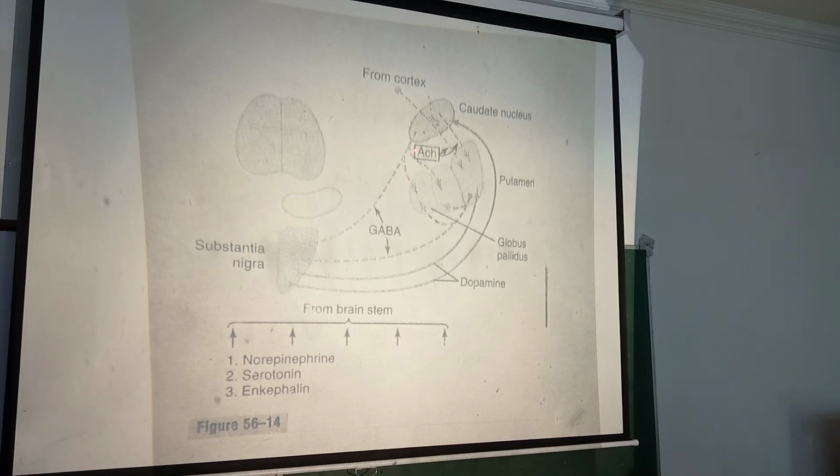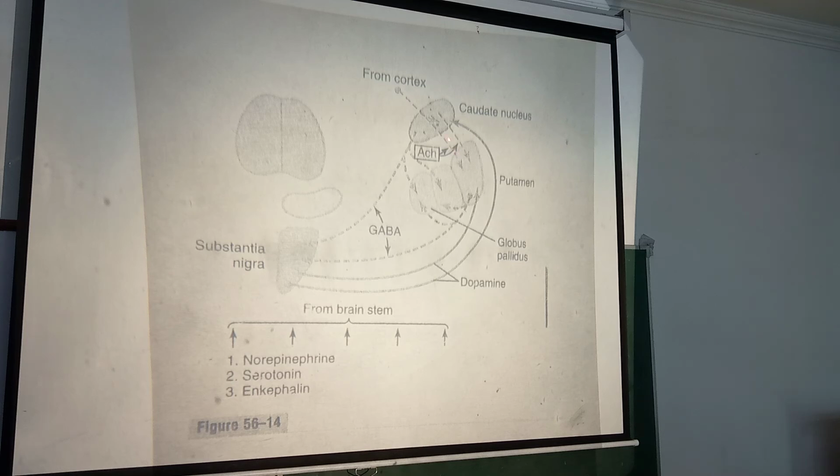These fibers are cholinergic. Fibers which pass from substantia nigra to caudate and putamen are nigrostriate fibers. So nigrostriate fibers release dopamine at the nerve ending. So dopamine is released as neurotransmitter from the nerve fibers which pass from substantia nigra to caudate and putamen.